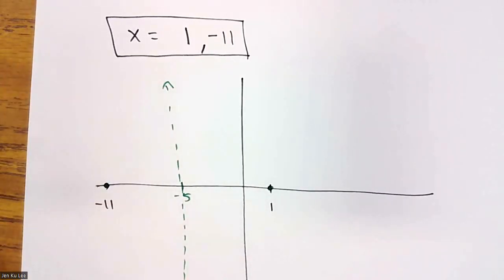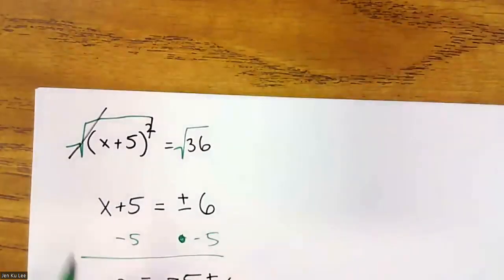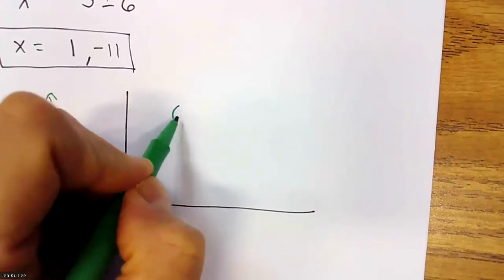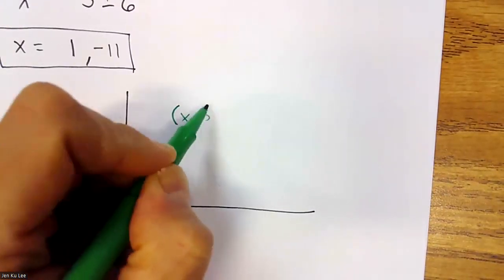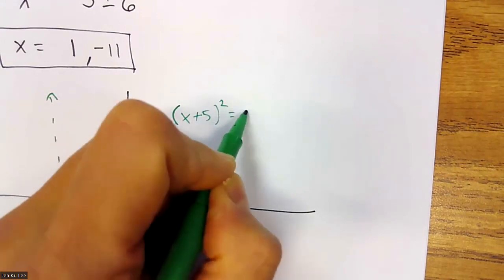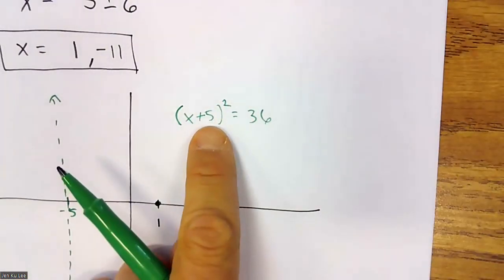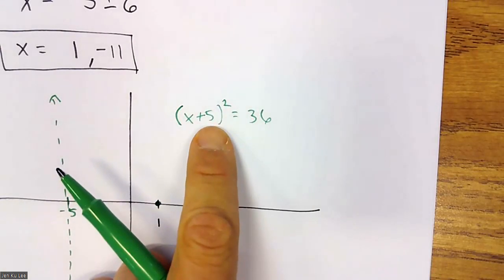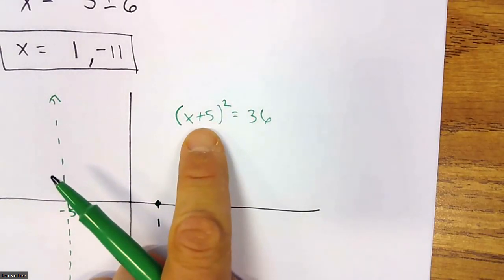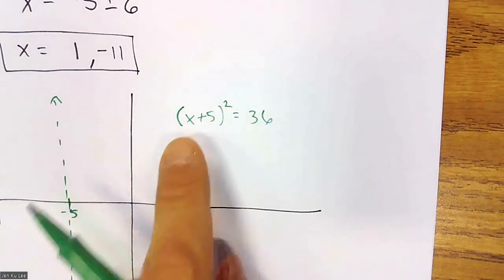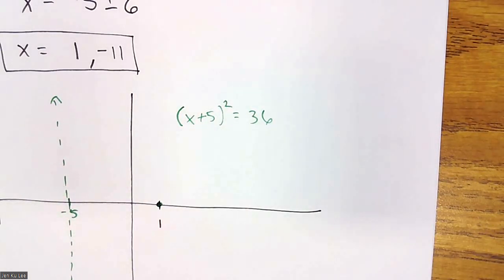And look, guys, my original equation, let me just put it here so I don't have to go back and forth, is x plus 5 quantity squared equals 36, right? The 5, if you think opposite, that's -5. That's my vertex, right? That's my h value.